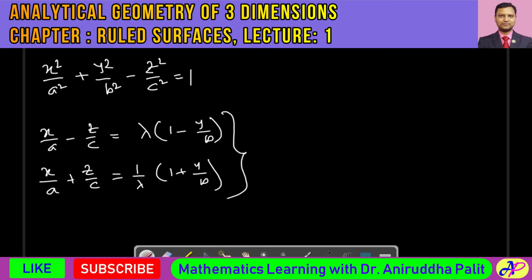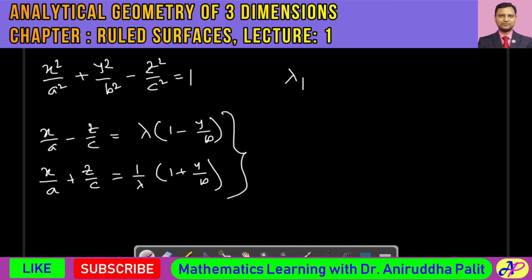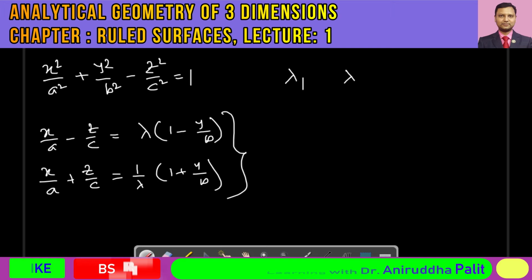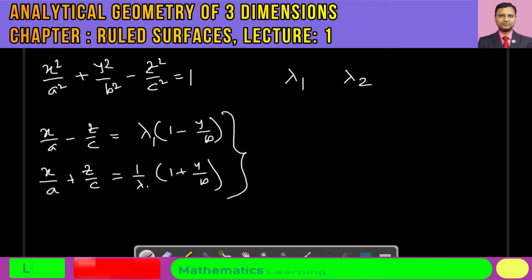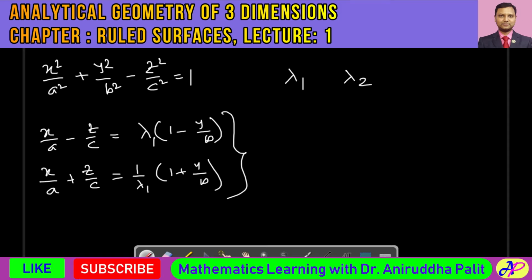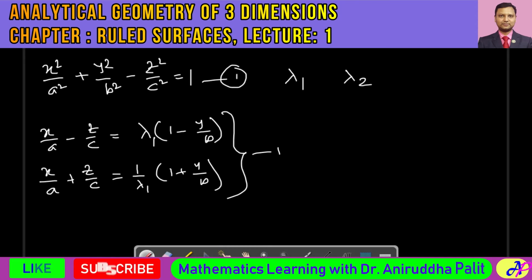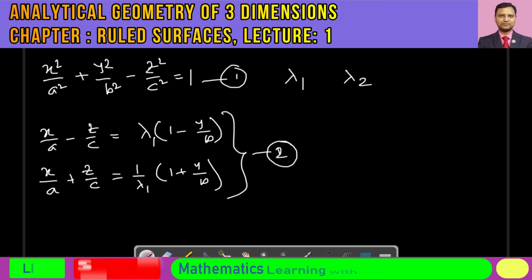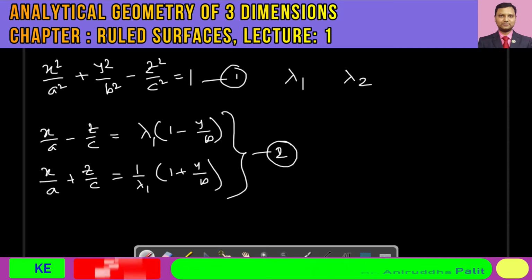How do you obtain two members? One, you can say for lambda is equal to lambda 1. Another, you can consider for lambda is equal to lambda 2. So if we put lambda is equal to lambda 1 over here, you will get one generator. Let us call this equation number 1, and let us call this generator equation number 2. So for lambda is equal to lambda 1, you get this generator.